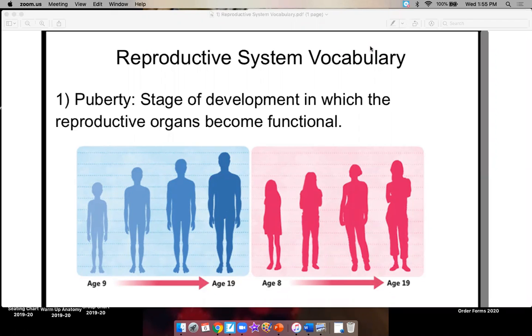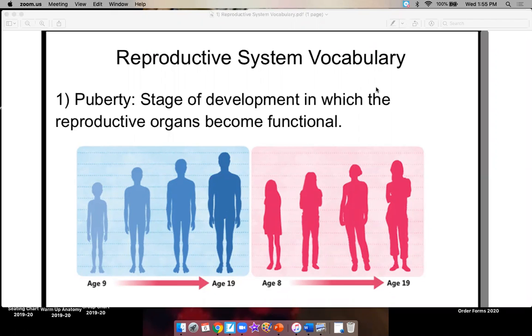Today we are going into the reproductive system. As always, I like to start with the vocabulary. This time around, I'm going to attempt to not go into so much detail with the vocab and try to save the detail for the notes. So let's jump right in quickly.